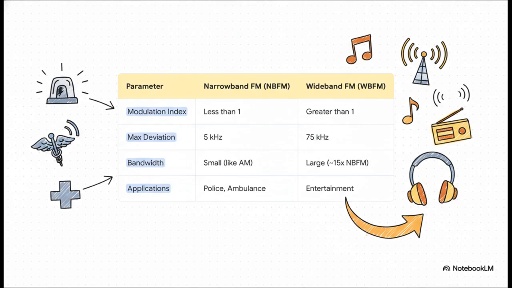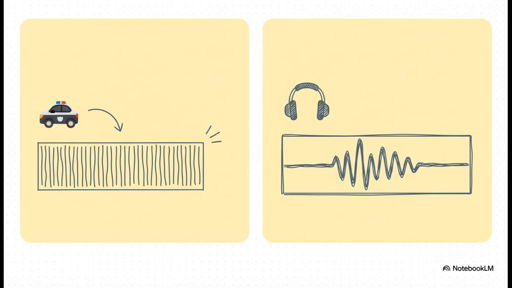But then look at the right, wideband FM. The deviation is huge, the bandwidth is massive, and this is what gives you that rich, high-quality sound for music broadcasting. So really, that's the bottom line. NBFM is all about efficiency. It's for when you need to cram a lot of different communications into a small slice of the airwaves, and just getting the message across clearly is the goal. WBFM, on the other hand, is all about that high-quality, immersive experience you get from your favorite radio station.